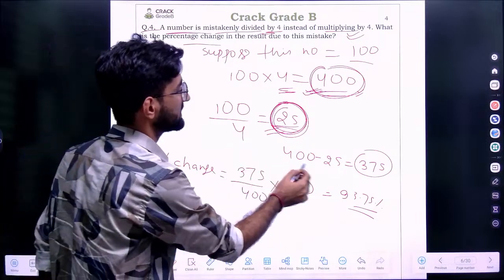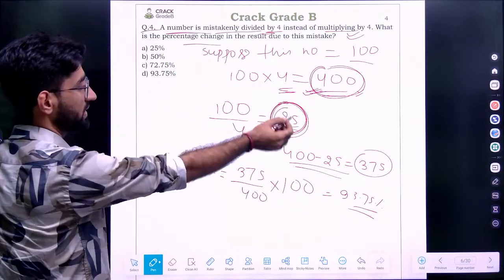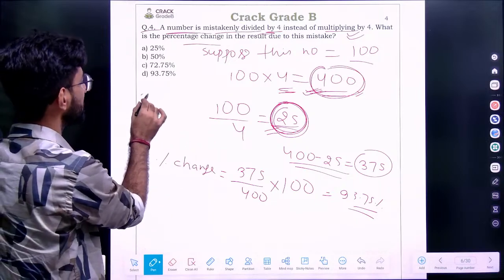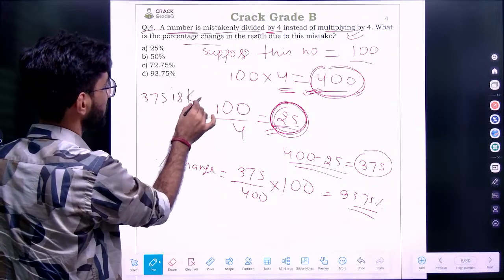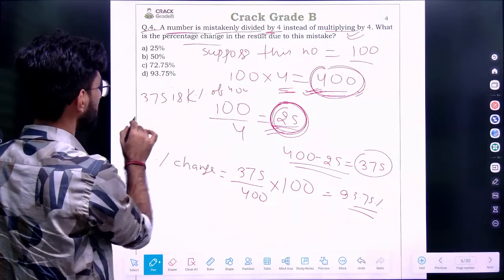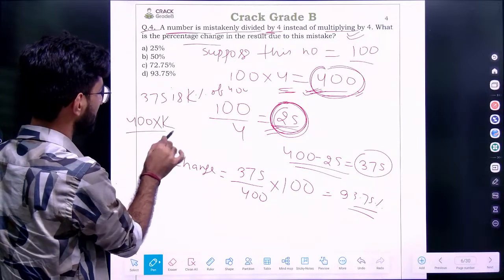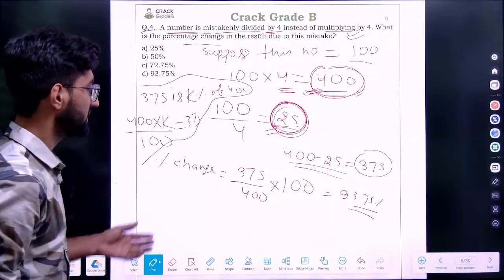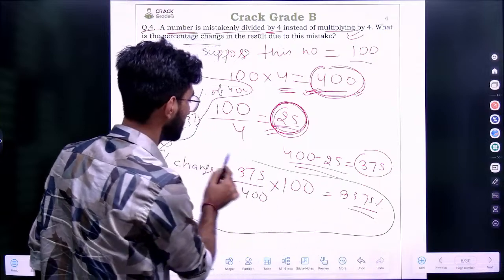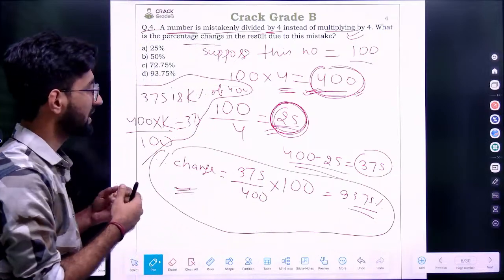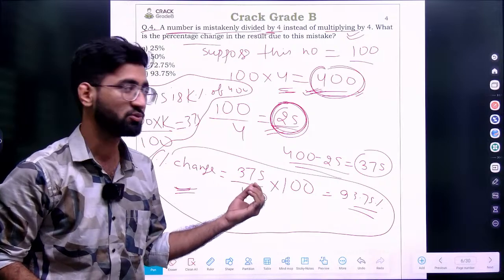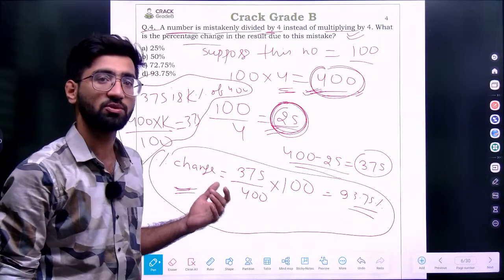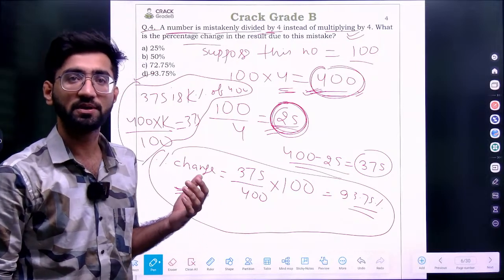The number that we should get is 400 and we got by mistake 25. It means the change here is 375. And now we have to find out that 375 is how much percentage of 400. Suppose 375 is k percentage of 400. It means 400 into k divided by 100 equals 375. You can think in this way also, and if you know that we can calculate percentage change by this method, you can also use this method. So the correct answer for this question is option D, that is 93.75%.